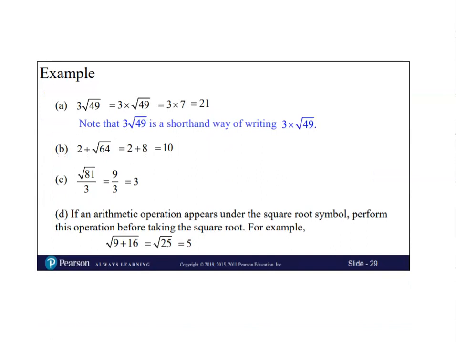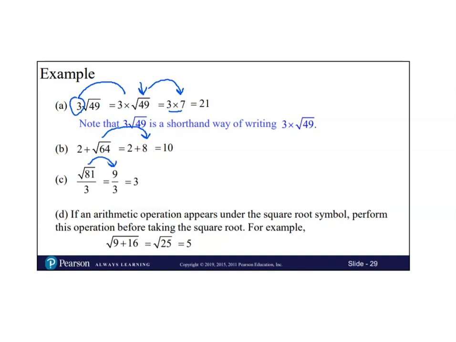So for example, if you have 3 times the square root of 49, this little 3 out in the front means that we're going to say 3 times the square root of 49. We're going to take the square root of 49 first, which is 7, then we're going to multiply. 2 plus the square root of 64, you're going to take the square root of 64 first, which is 8, then you're going to add. The square root of 81, take that square root first, then you're going to divide.